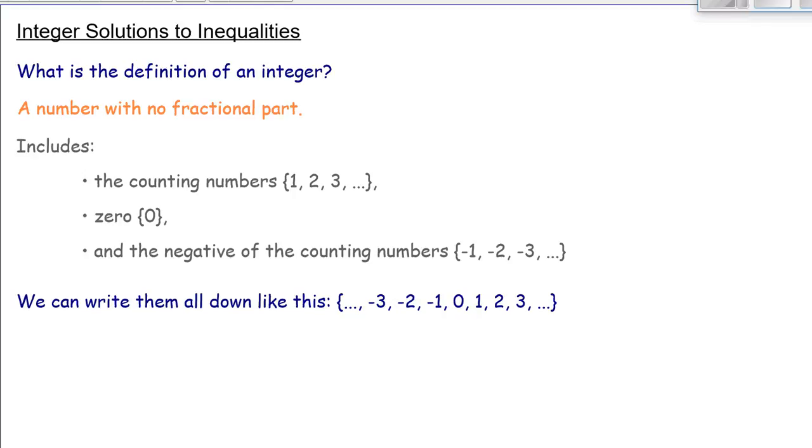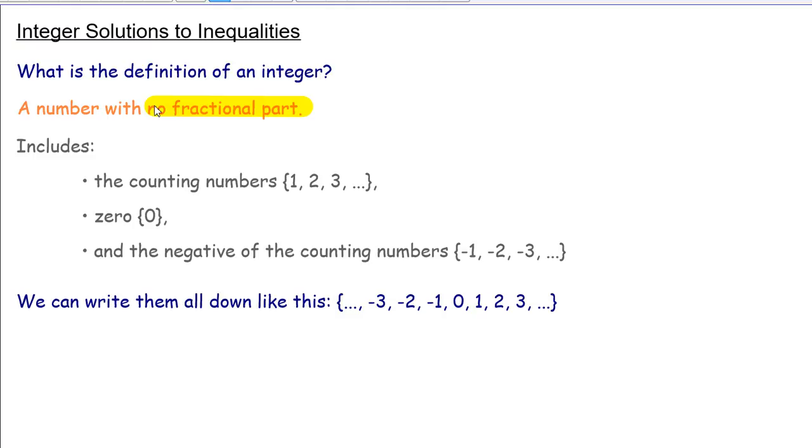In this video, I'm going to look at integer solutions to inequalities. But before I look at that, I just want to discuss what an integer is. So an integer is a number with no fraction part. So no fractions, no decimals, just whole numbers.